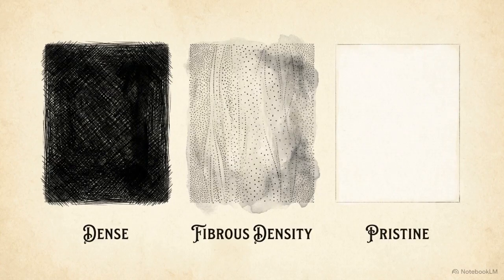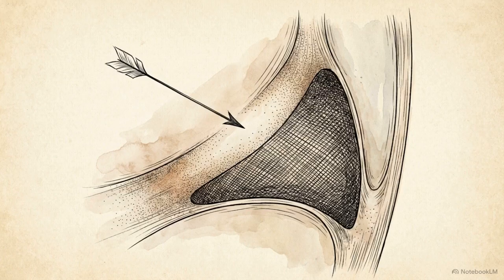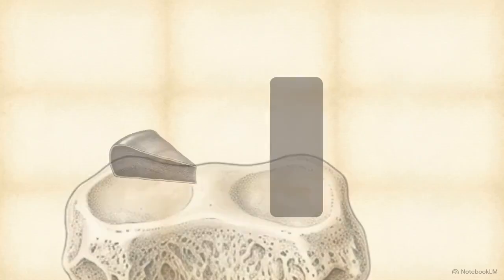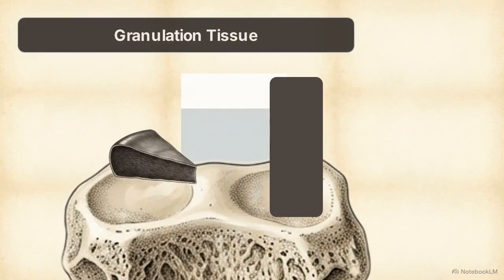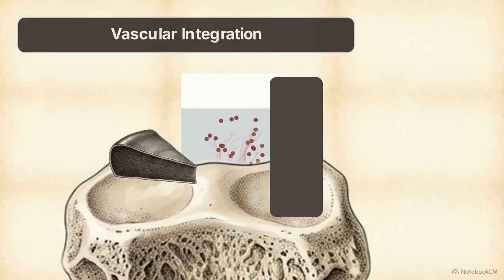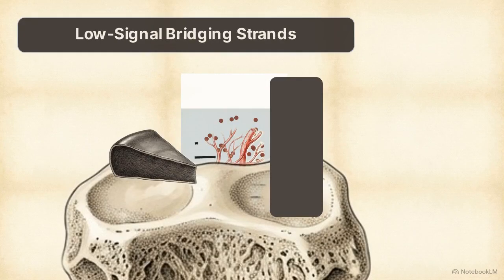A second major pitfall is the misinterpretation of intermediate signal, regions where the T2 signal is brighter than the dark meniscal tissue, but not as bright as joint fluid. Intermediate signal does not automatically indicate an acute, unstable tear. Due to delays between the initial injury and the MRI, this signal often represents granulation tissue forming during spontaneous regional healing. Note the low signal strands physically bridging the gap.